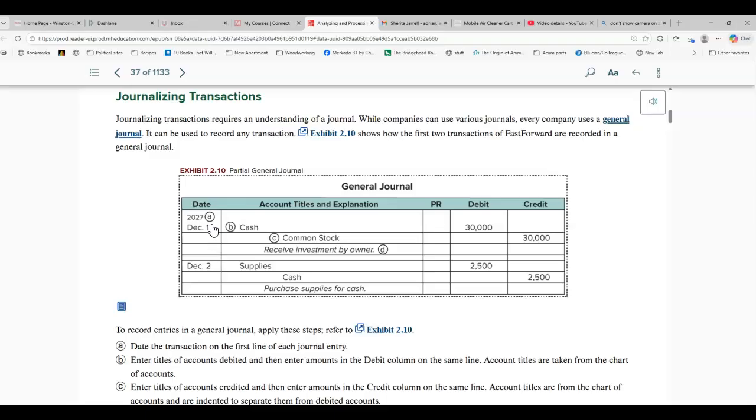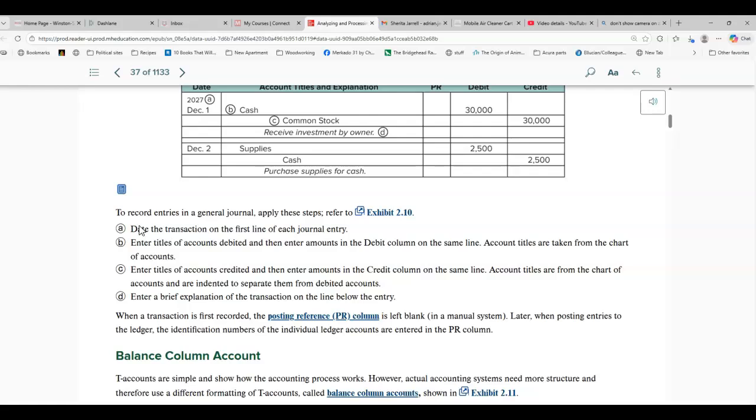But in this book, you'll see the transactions are listed with the month and day over here to the left after you begin the page. So at the top of the page, you'll put the year, month, and day. And then if the month or the year doesn't change, then you just keep it like that. So this is a great thing to keep in mind.